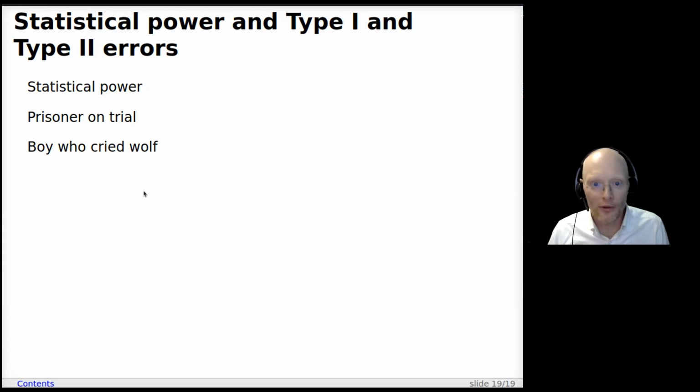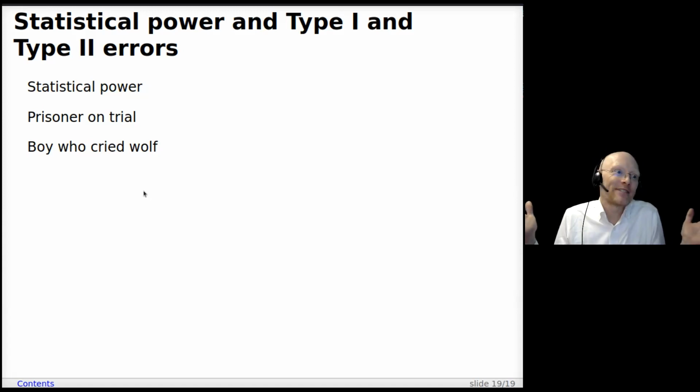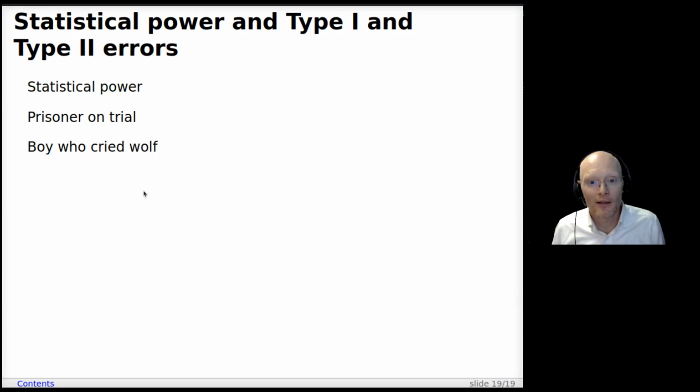Boy does this again, no wolf. But boy does this again, no wolf. Boy does this a third time, and the third time there actually is a wolf. And all the villagers say, nah, we're not going to come. There's never a wolf. Okay, that's type 1 error. So it claims to detect a wolf, there's no wolf.